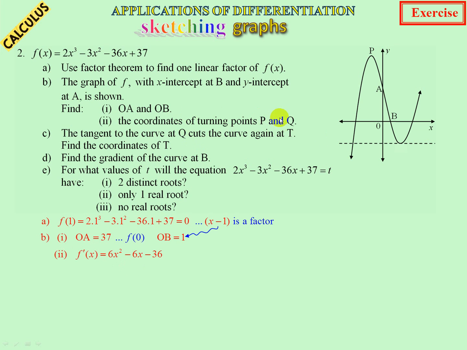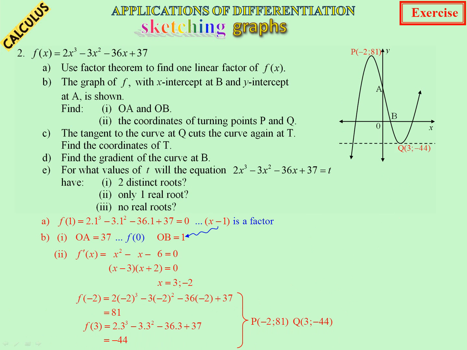Now we're going to find the coordinates of the turning point. Derivative equal to 0. I'm going to divide through by 6 to simplify. Factorizing, we get 2 x values. We have to find the coordinates, so we substitute into the original to get the y values. And there are our turning points, our stationary points.